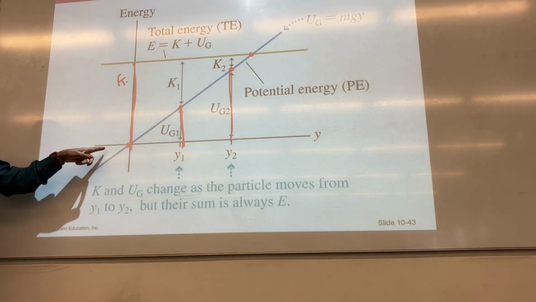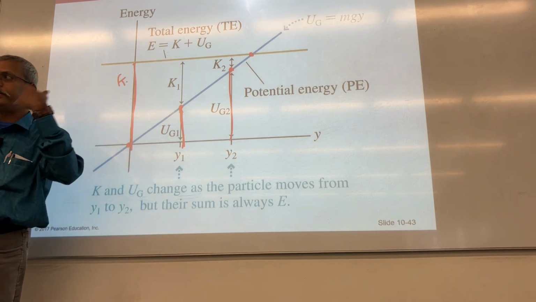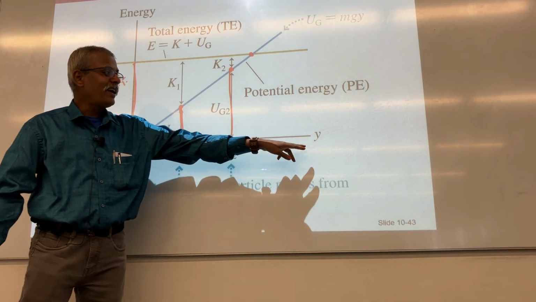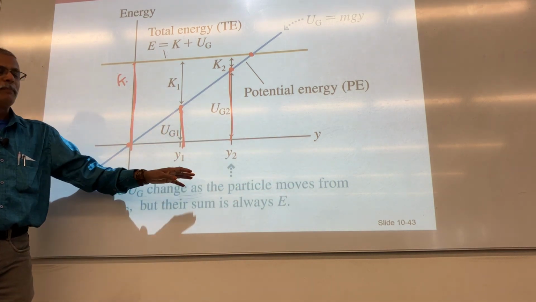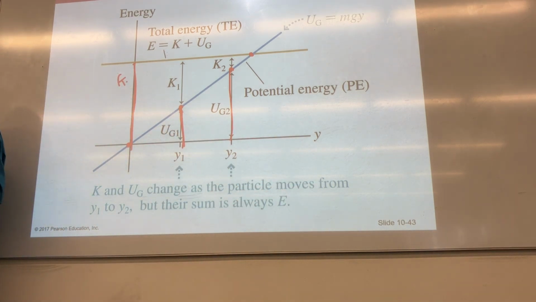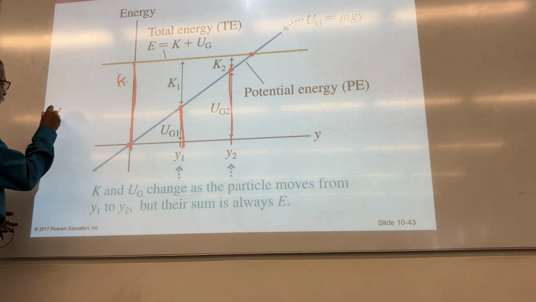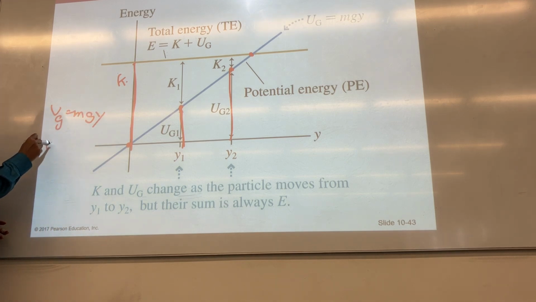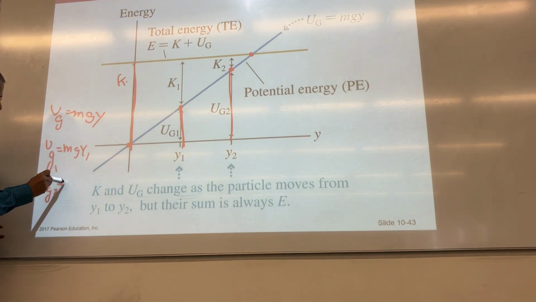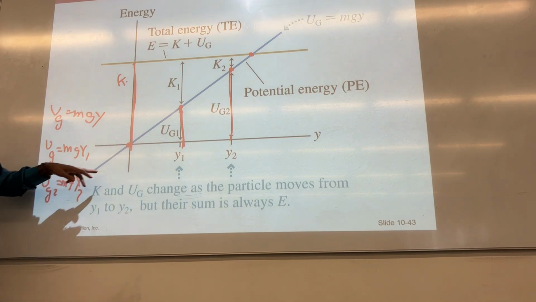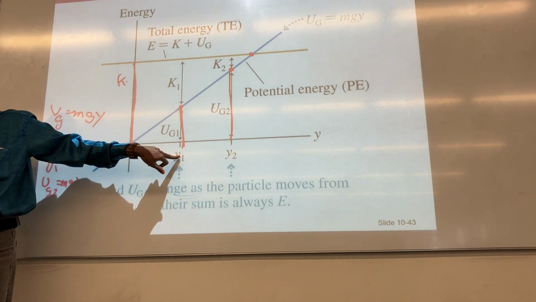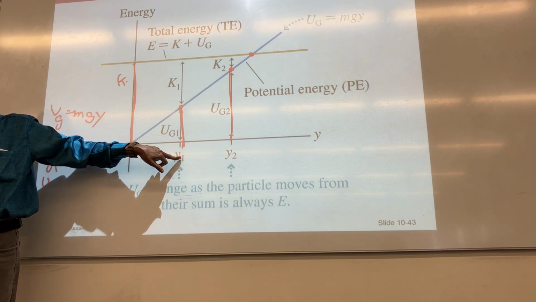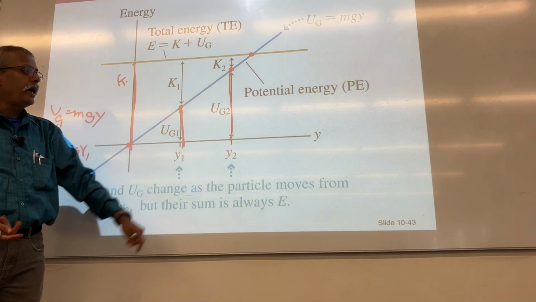I have the x-axis based on the height. You may wonder why I put y, why not x? Because we are talking about the potential energy here. What is the formula for potential energy? Fg times y. So Ug1 is mgy1, and Ug2 is mgy2. I lined it up based on y1, so I am throwing from here upward, which is a new height.